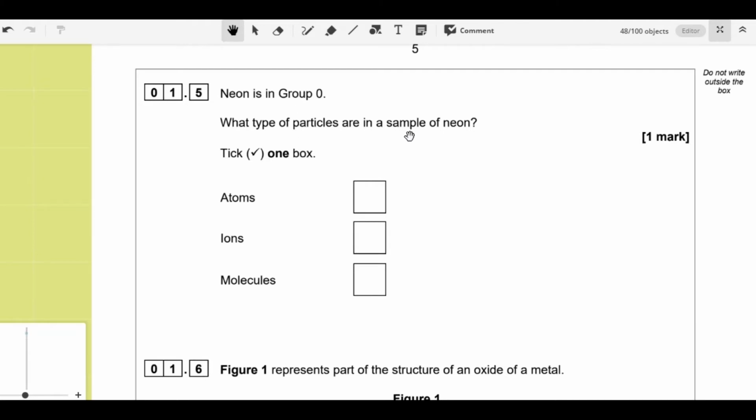Next is neon in group 0. What type of particles are in the sample of neon? The atoms, ions or molecules? Actually, neon contains atoms.